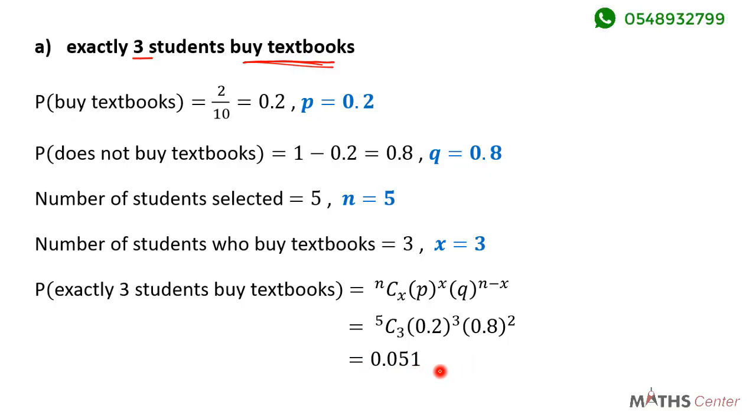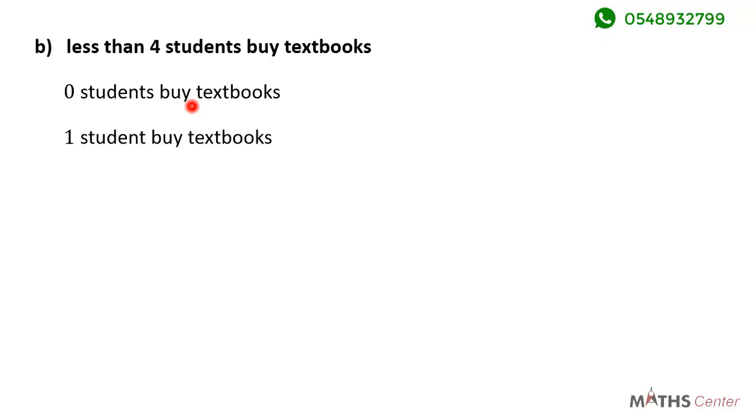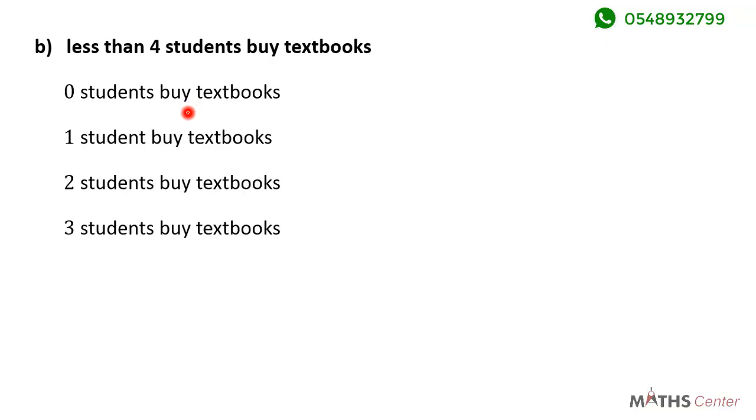Let's consider the second part of the question. We are going to find the probability that less than 4 students buy textbooks. If less than 4 students buy textbooks, then it means that it's either 0 students buy textbooks, 1 student buys textbooks, 2 students buy textbooks, or 3 students buy textbooks. This will give us less than 4 students. It's either you have 0, 1, 2, or 3. So to get the probability that less than 4 students buy textbooks, we are going to find the probability of these 4 events, then we will add them.